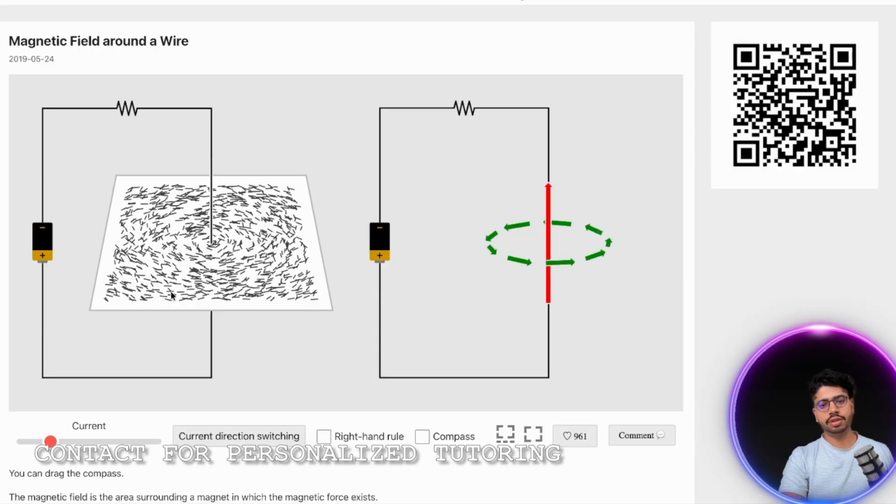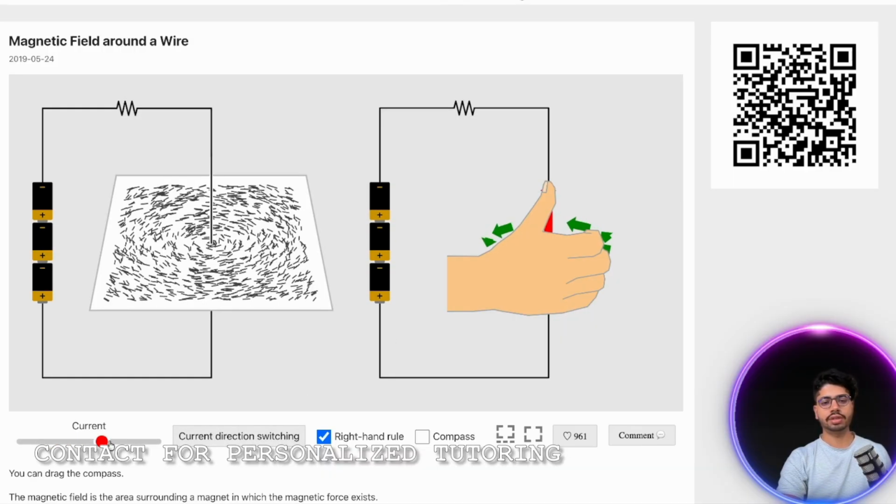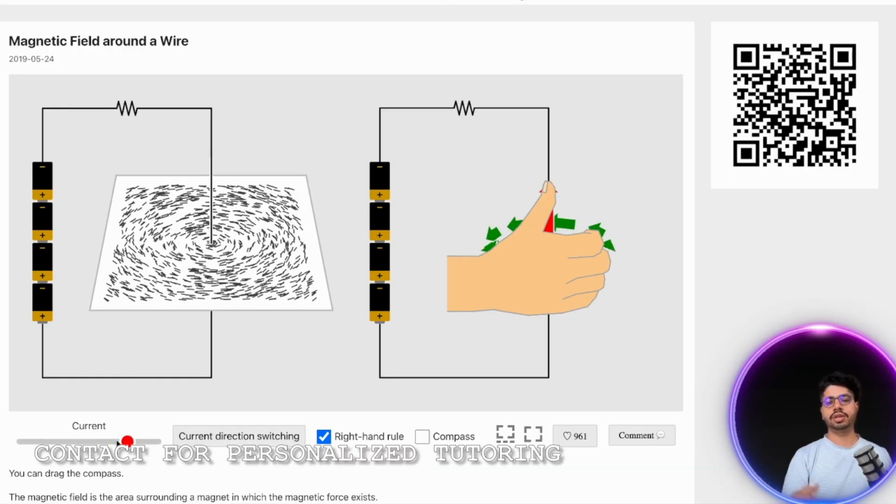Let's start with some revision. So we had a current carrying wire. This is the current carrying wire. Around a current carrying wire, we have the magnetic field. As you can see, this is the magnetic field around it, and the direction is given according to the right hand rule. You always have to imagine it in 3D.